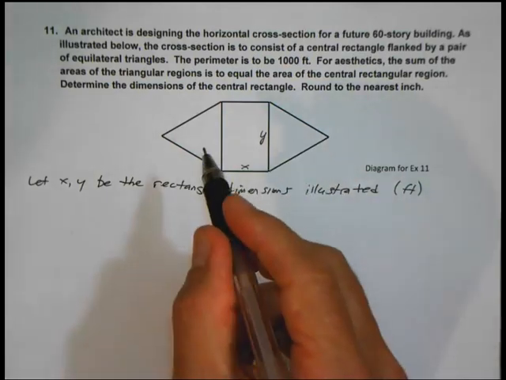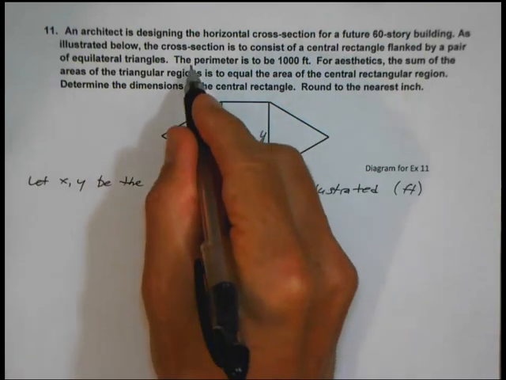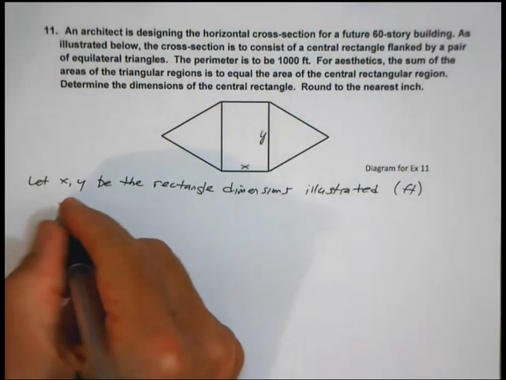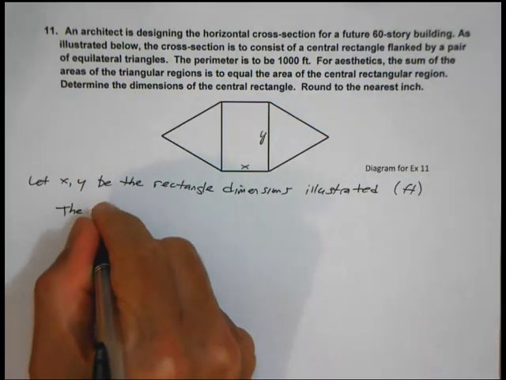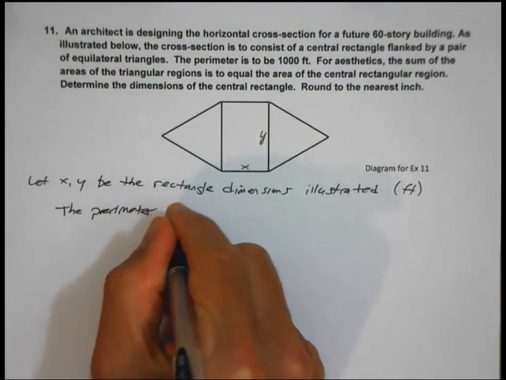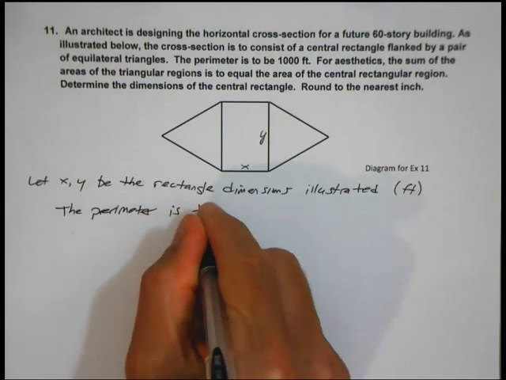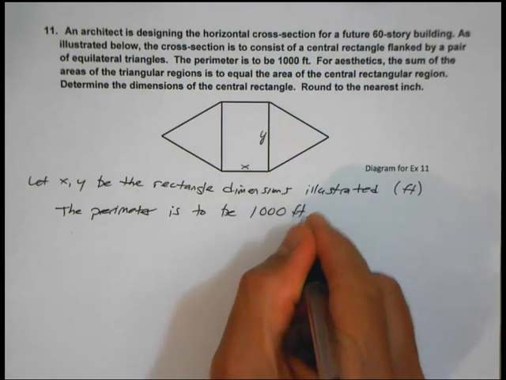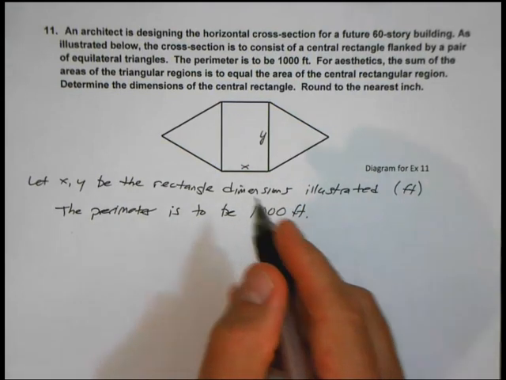Okay, let's see, what have we got for information here that turns into an equality or something of that nature? This sentence. The perimeter is to be 1,000 feet. Okay, let's translate that. The perimeter is to be 1,000 feet. Alright, let's look at this diagram.